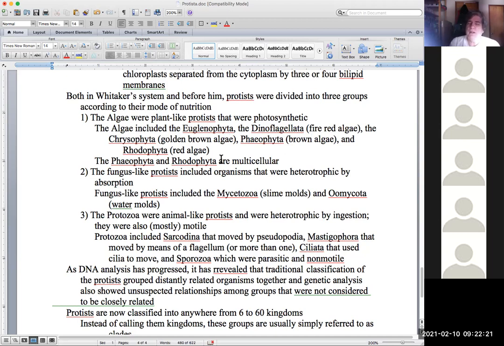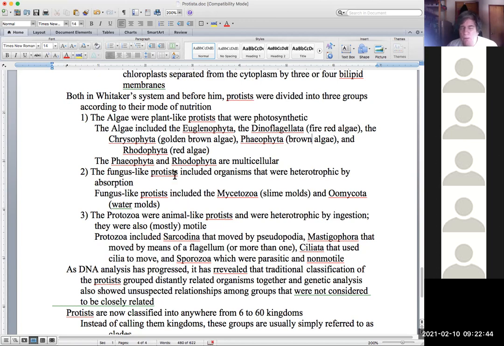Now, all these organisms carry out photosynthesis, but for one reason or another, they don't have characteristics that we associate with plants. So we'll look at that in more detail later, but usually they either don't have a cell wall made of cellulose or they don't have chlorophyll A and B.